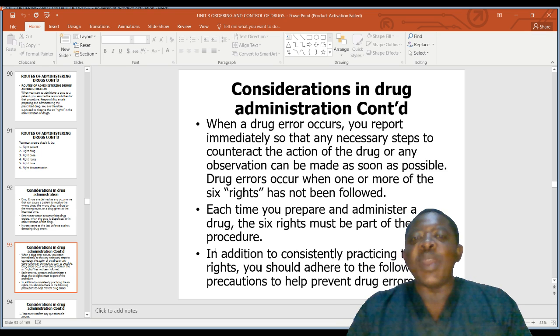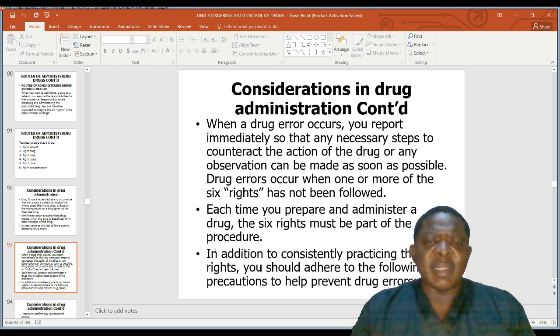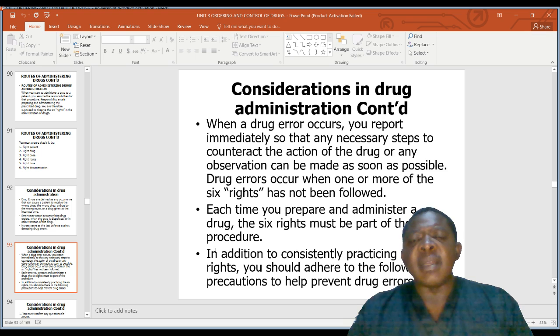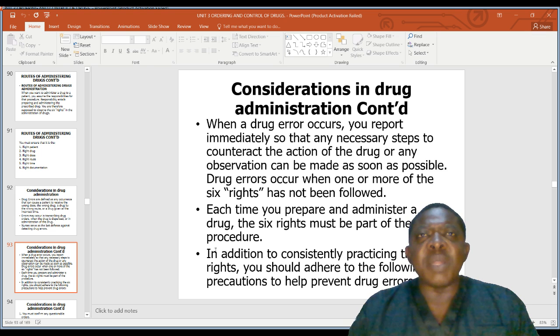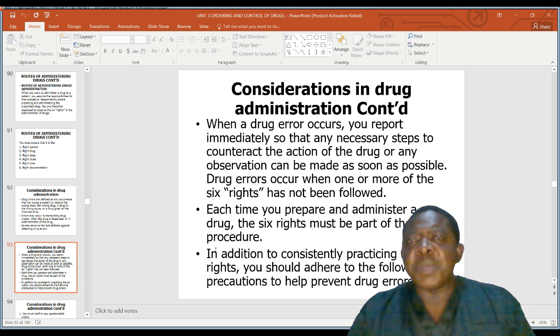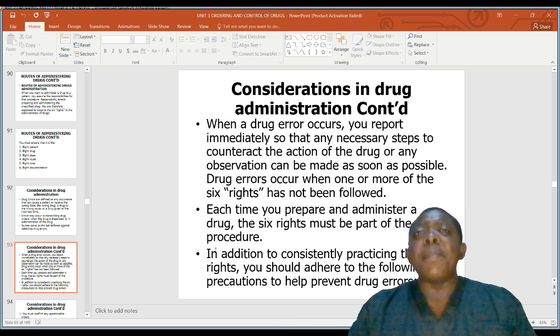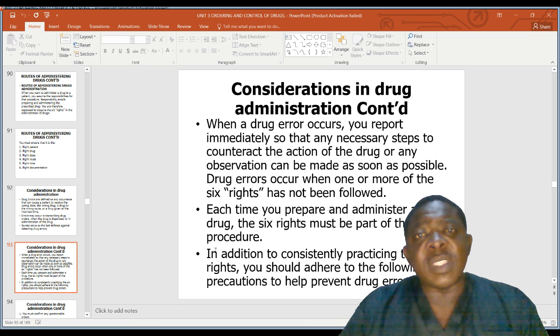Okay, so we have benzyl penicillin. The bottle or vial looks almost the same as procaine penicillin. There are drugs that can be administered intravenously and those that cannot be. Benzathine penicillin looks almost the same as benzyl penicillin. So if you administer benzathine penicillin intravenously, the patient may die almost immediately.